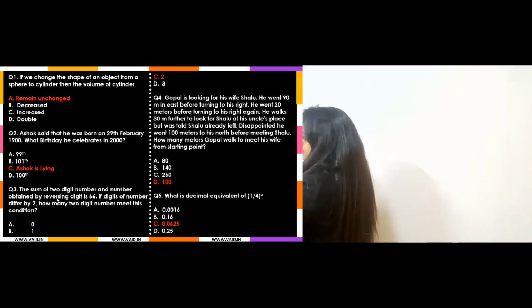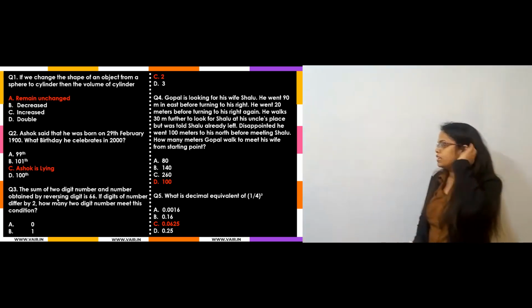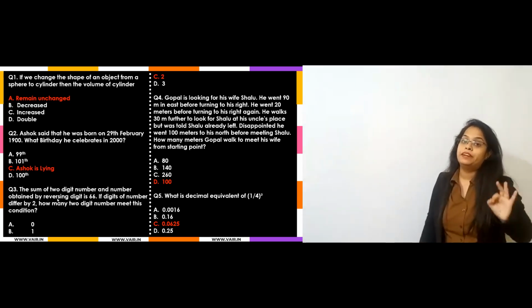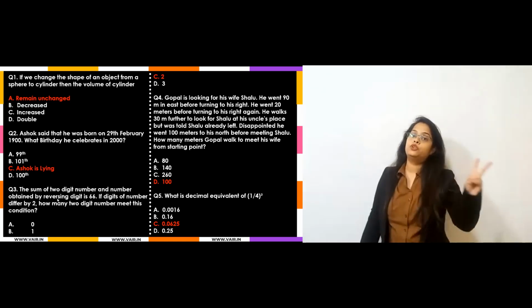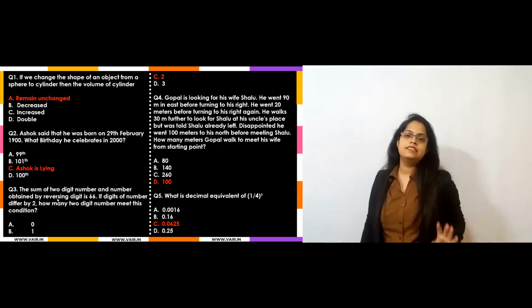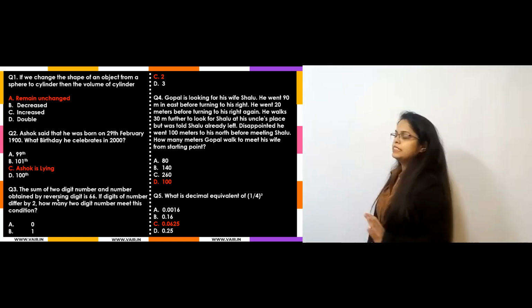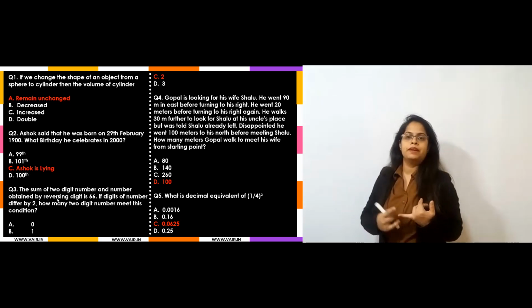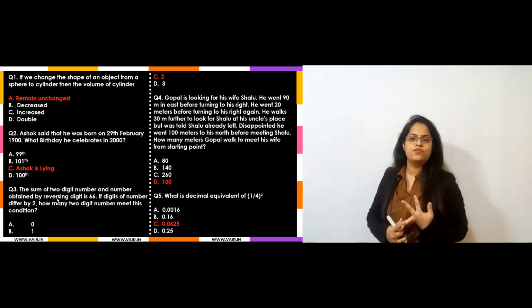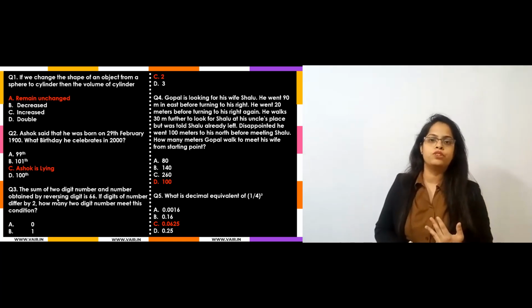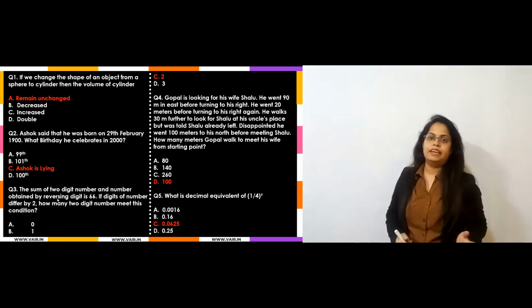So what are they saying here? Gopal is looking for his wife, and again this question is repeated. This question has already been repeated twice before in a TISS exam, only they change the name. Instead of Gopal, last time a son was searching for his father, such kind of question was there, but this is a repeated question.